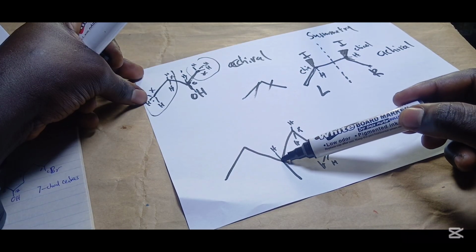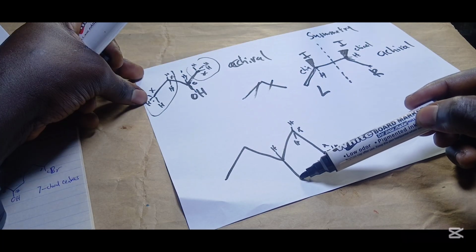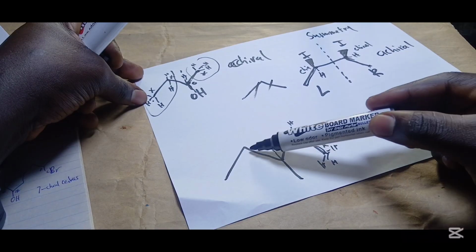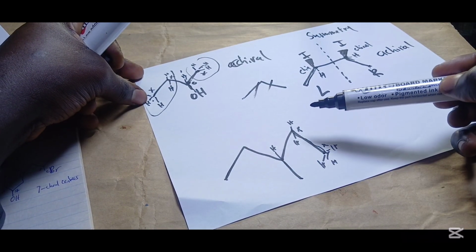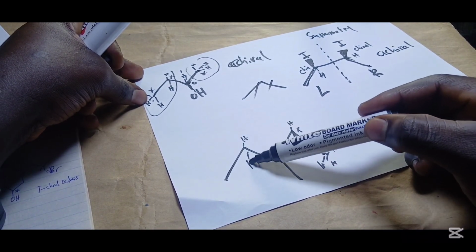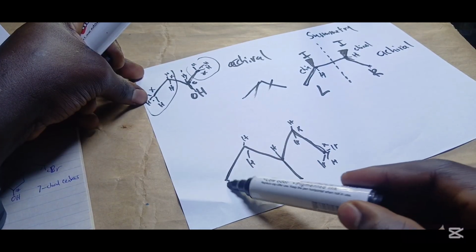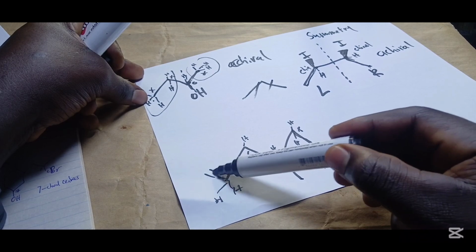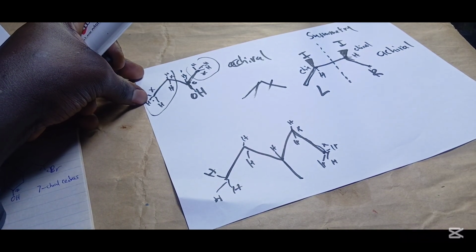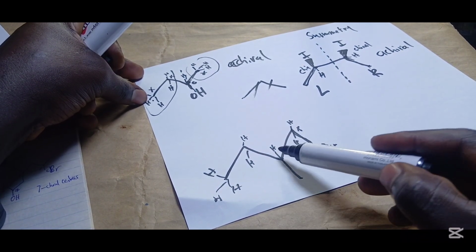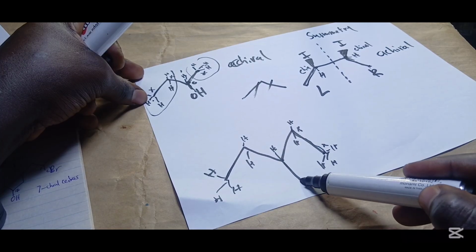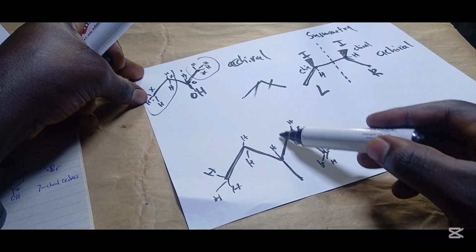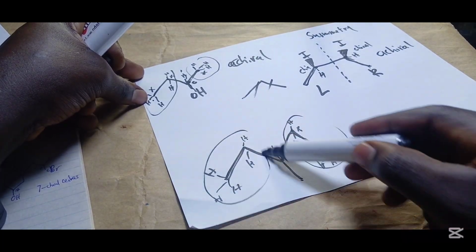So this carbon here has a methyl group, a hydrogen, and an ethyl group here, and then an ethyl group here. So looking at this carbon, it has hydrogen, a methyl group, an ethyl group, and another ethyl group. And the ethyl groups are the same, right?